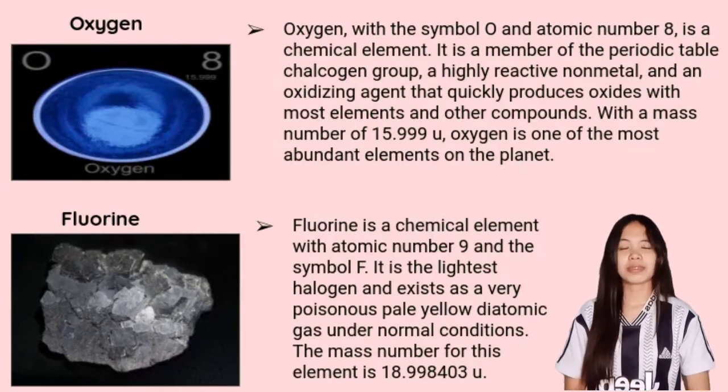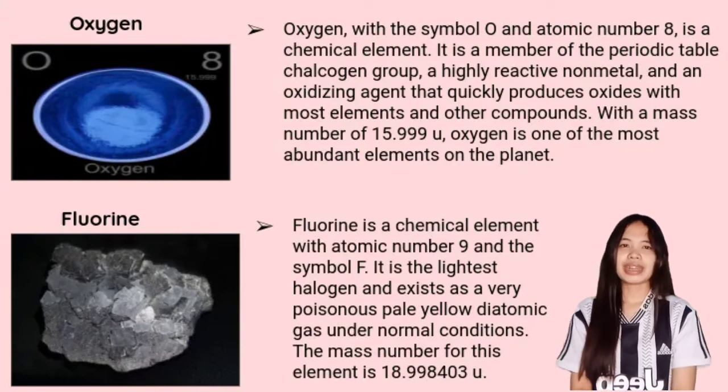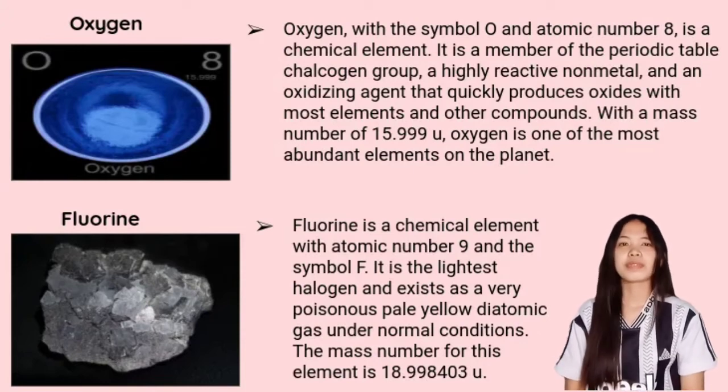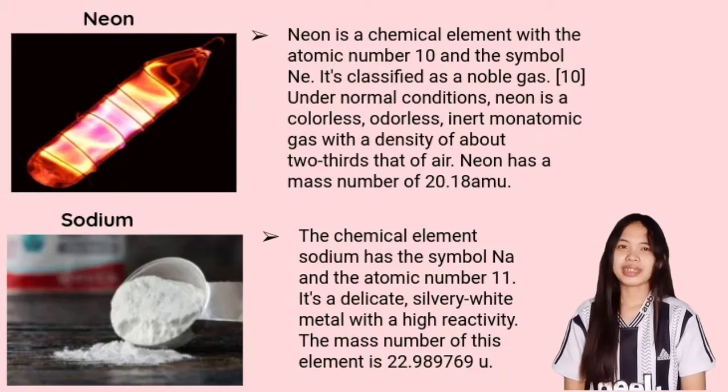Fluorine. Fluorine is a chemical element with atomic number 9, and the symbol is F. It is the lightest halogen and exists as a very poisonous pale yellow diatomic gas under normal conditions. The mass number of this element is 18.998403 U.